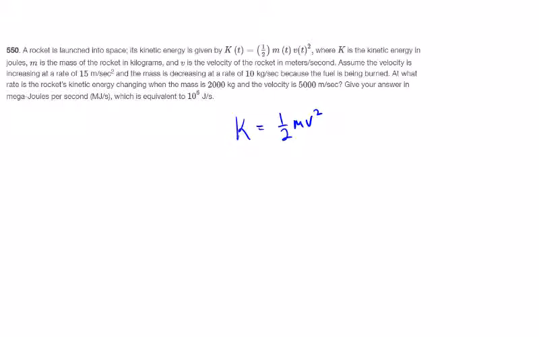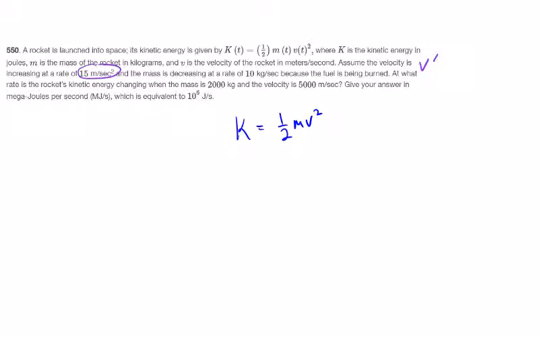So m is the mass of the rocket in kilograms, v is the velocity of the rocket in meters per second. Assume velocity is increasing at a rate of 15 meters per second squared. And by the way, a quick side note: the rate of change of velocity is acceleration, right? Meters per second squared is a unit of acceleration. So that value is v prime, of course. So v prime is 15 meters per second squared.